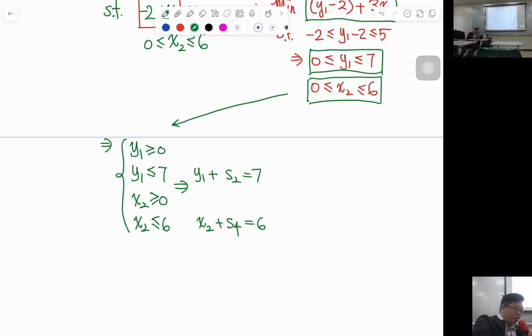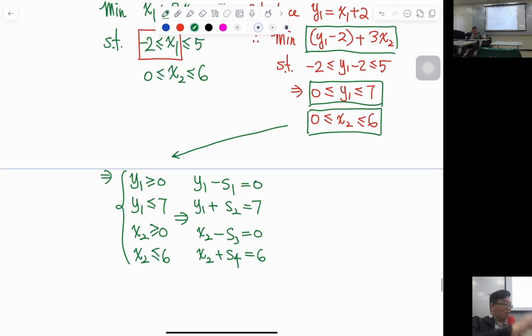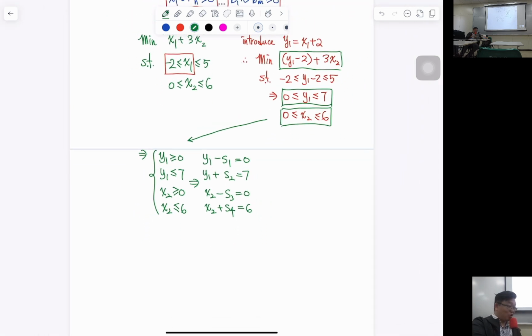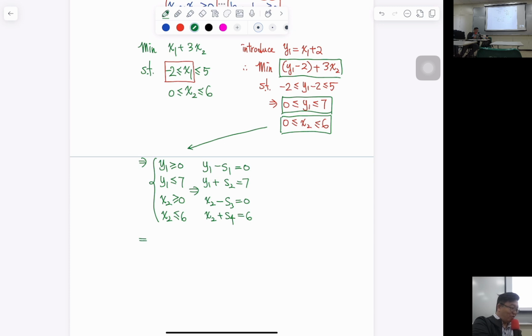Okay, and over here they will be surplus. So y1 minus s1 equals to 0. x2 minus s3 equals to 0. They are actually becoming equations like these. So how do I write them down in the standard form?